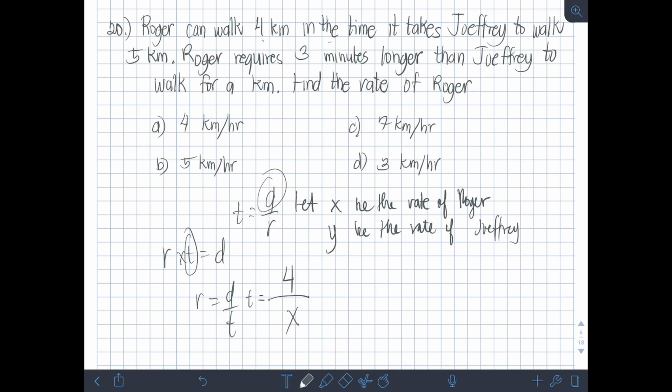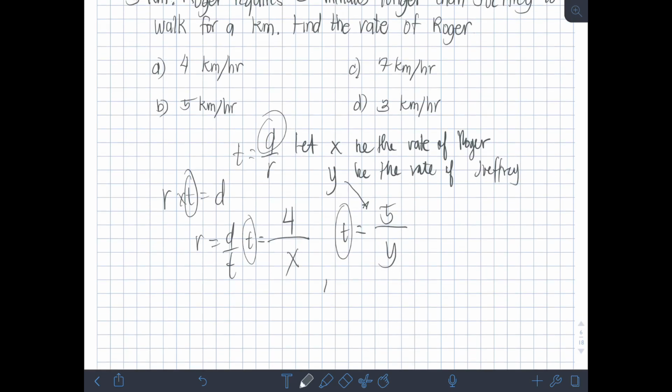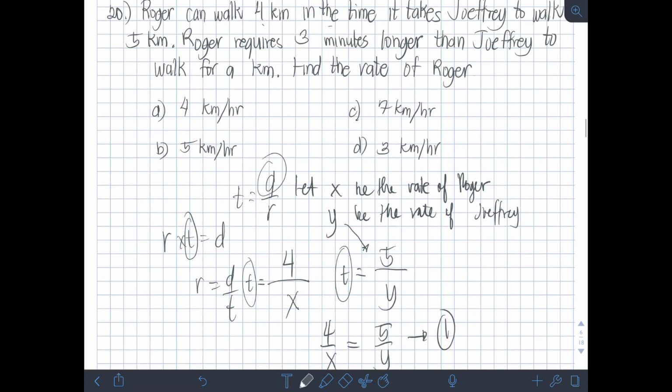Tapos, ganun din yung kay Geoffrey. 5 kilometers naman. So, 5 over y naman, kasi yun yung representation natin for the rate of Geoffrey, and then equal din sa t. So, pareho sila ng time na t. So, therefore, pwede na natin i-equate yon. So, 4 over x is equal to 5 over y. Equation 1. Next, kuha tayo ng second equation dahil may 2 variables tayo.